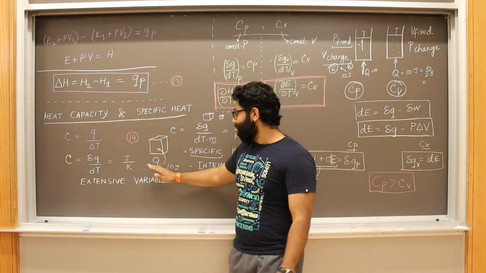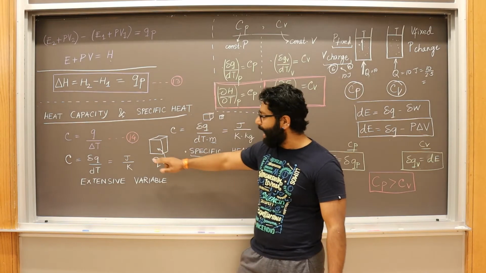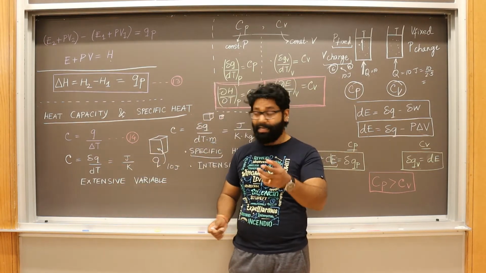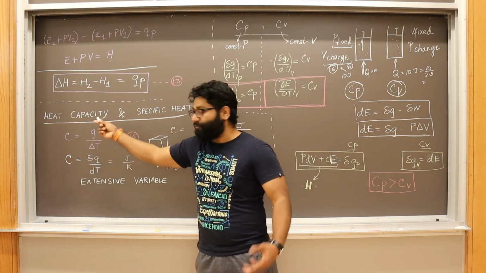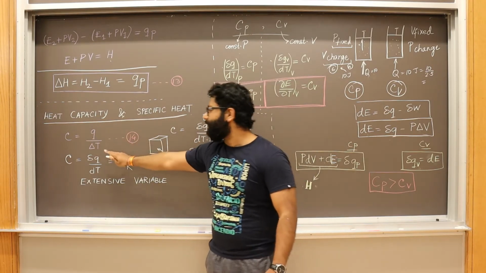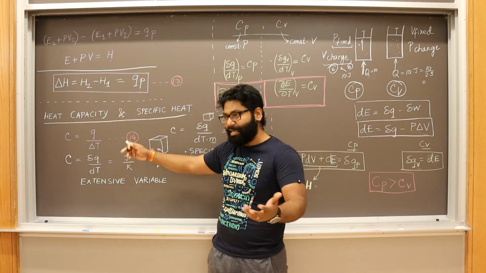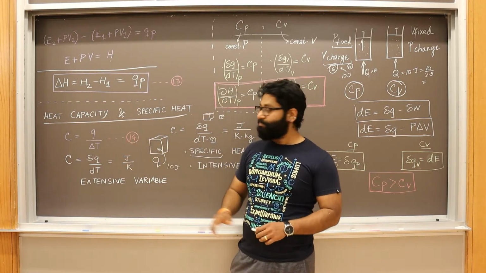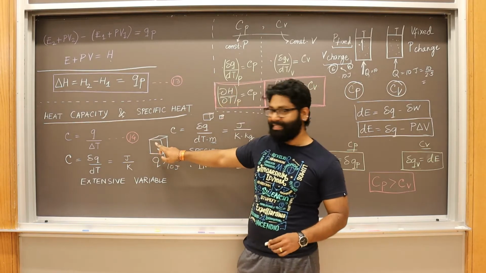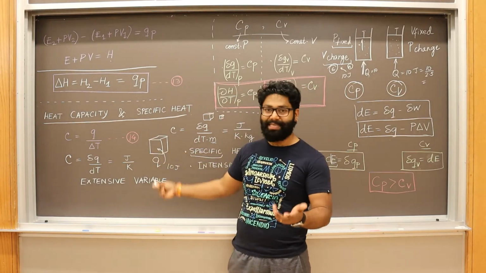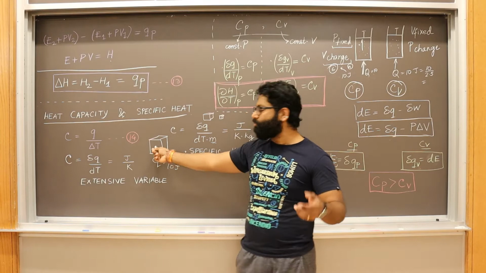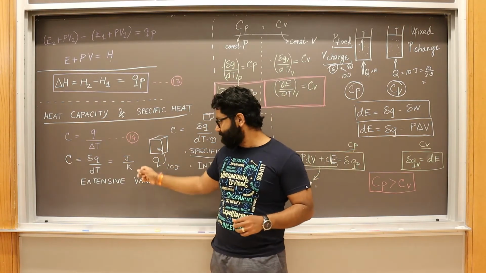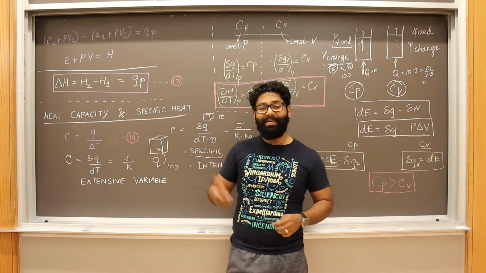If you supplied 10 joules of heat into the body and the temperature change experienced by the body was 2 degrees, so 10 by 2, 5. So 5 joules per Kelvin, or 5 joules per degree C, which is the same thing, will be the heat capacity of the body. Now, if you have a body which is twice the size of this, the same amount of heat will not give us a 2 degree rise in temperature.